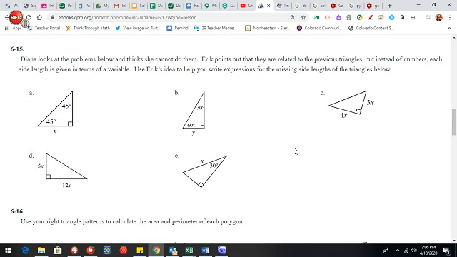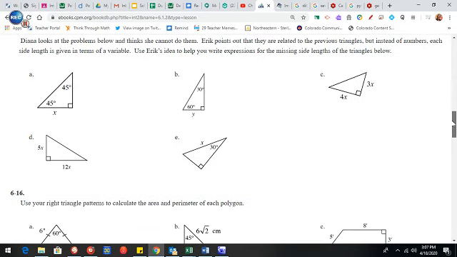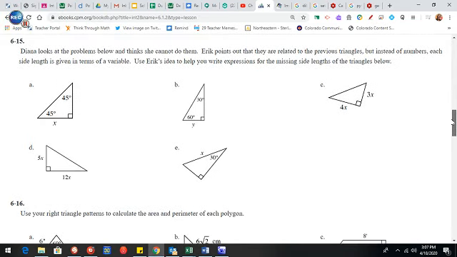Diana looks at the problems below and thinks she cannot do them. Eric points out that they are related to the previous triangles, but instead of numbers, each side length is given in terms of a variable. Use Eric's idea to help you write expressions for the missing side lengths. These are actually pretty easy. Let's try and get these done, and then we'll stop after this one.